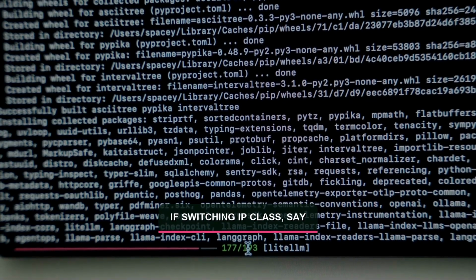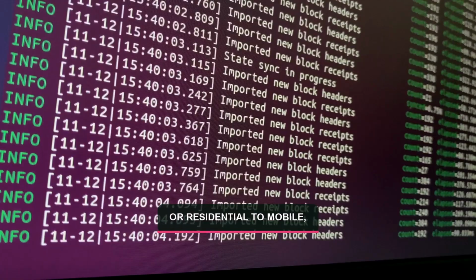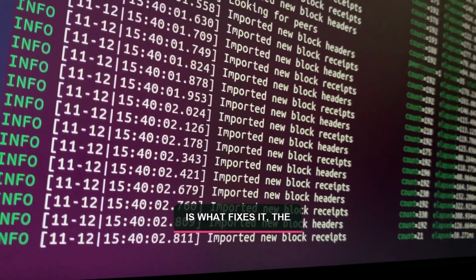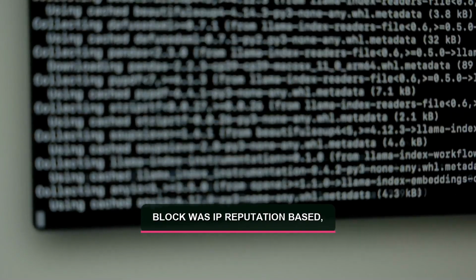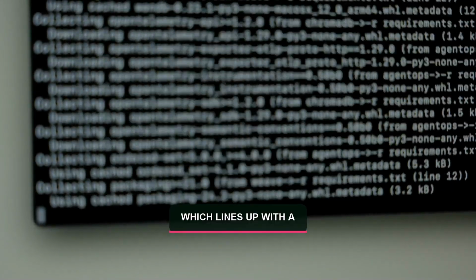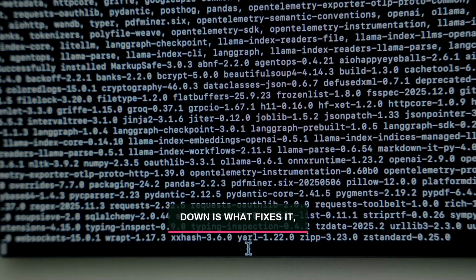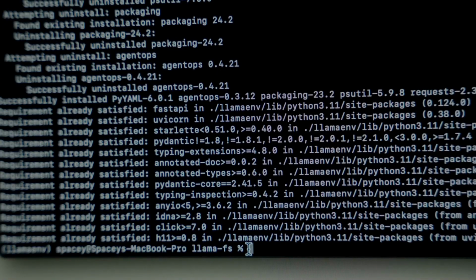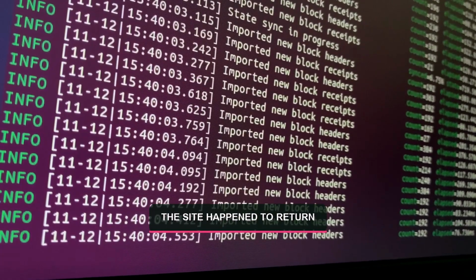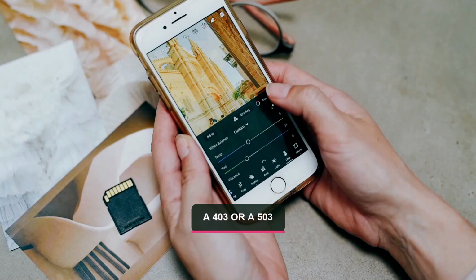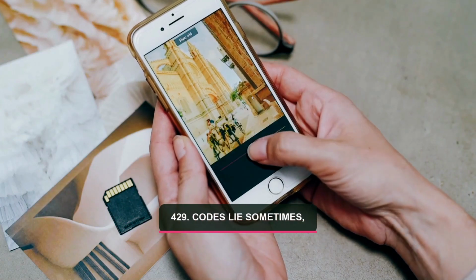If switching IP class, say data center to residential, or residential to mobile, is what fixes it, the block was IP reputation based, which lines up with a typical 403 pattern. If slowing your request rate down is what fixes it, it was a rate limit, and that's true even if the site happened to return a 403 or a 503 status code instead of a 429.